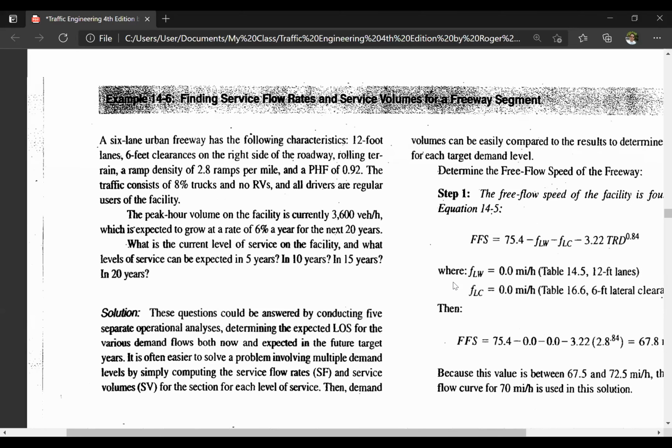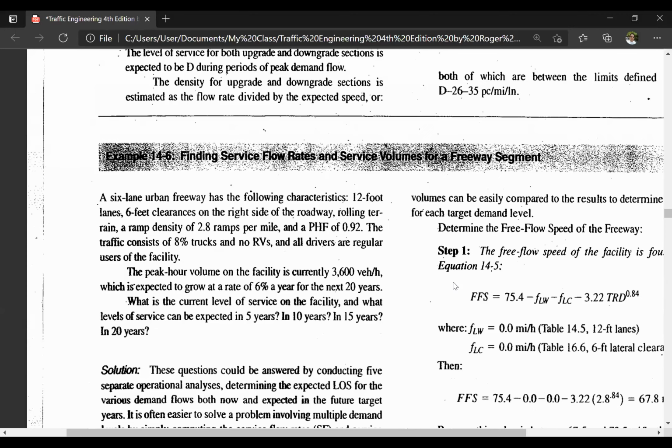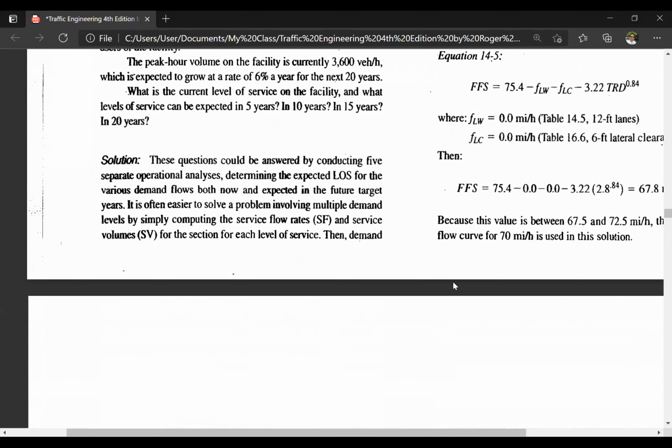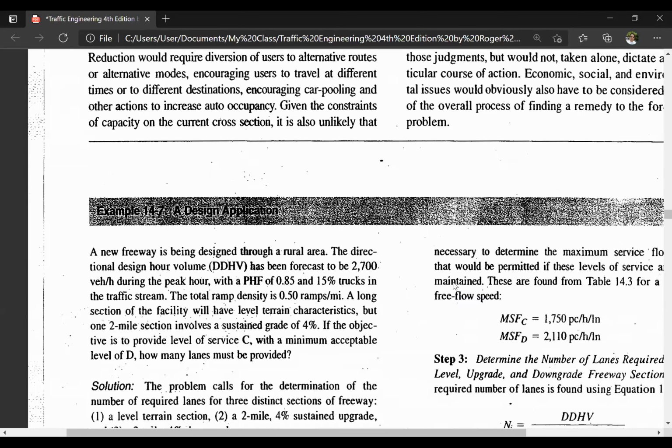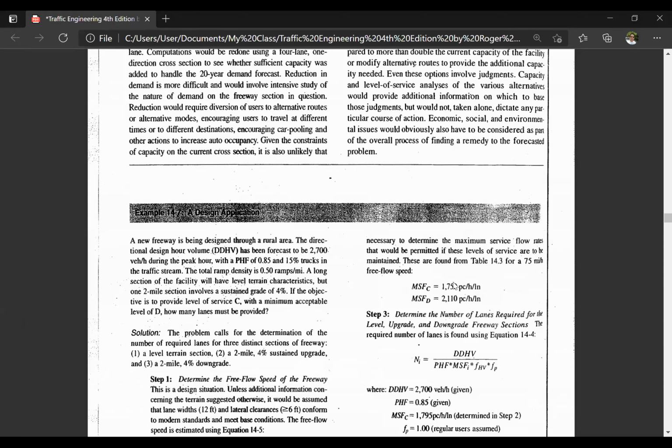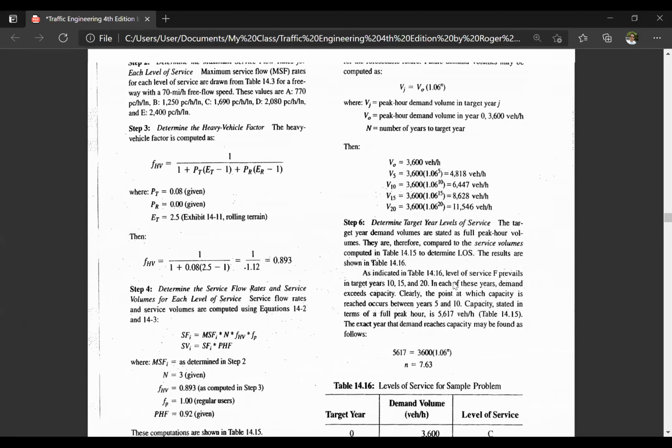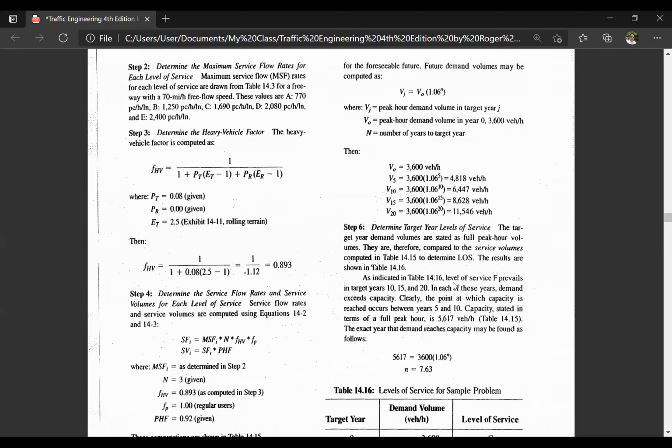This one is for the service flow rates. Remember, there are three categories: assessing operation, finding the service flow rate and service volume, and the design application. Please look at these examples again by yourselves. It's self-explained. It's not hard at all.